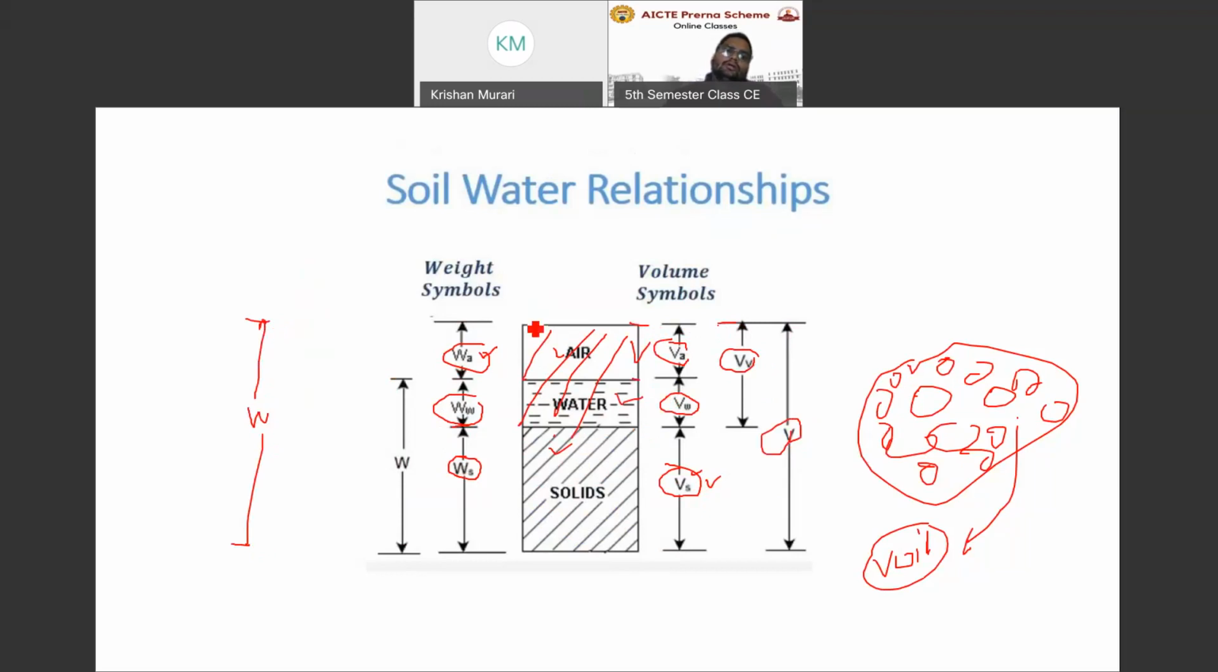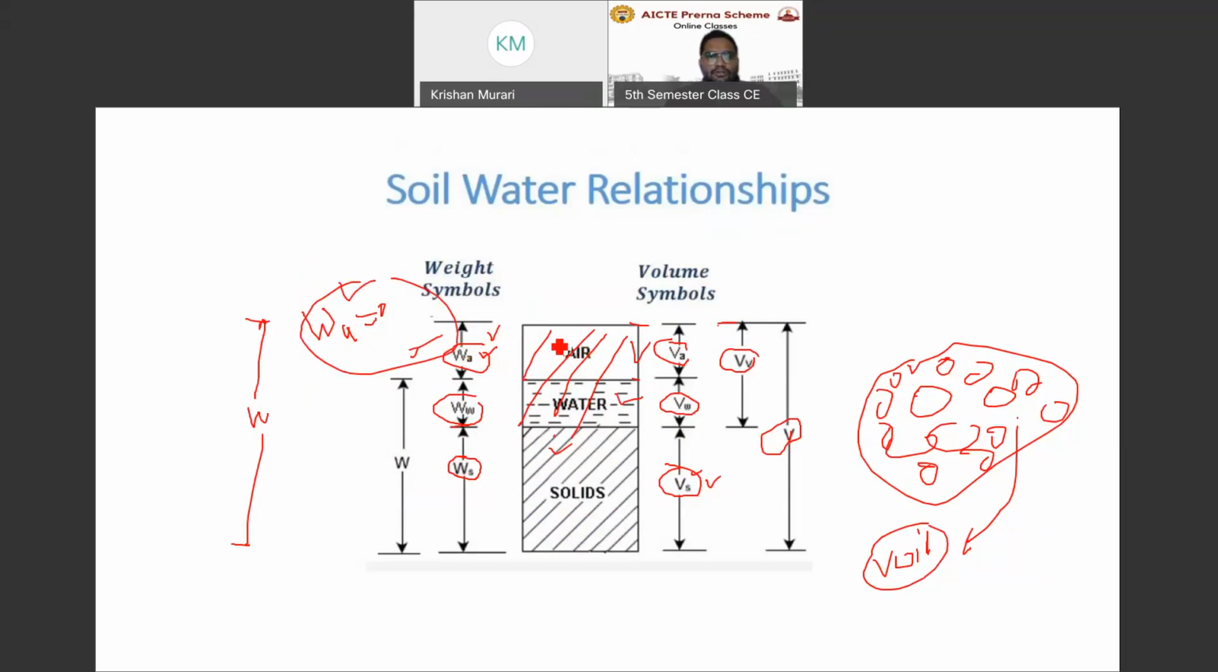We also know that as compared to solid or water, the air weight is very negligible. In that case, we consider the weight of air equal to zero. Weight of air is considered as zero, because as compared to water or solid, the air weight is very negligible.